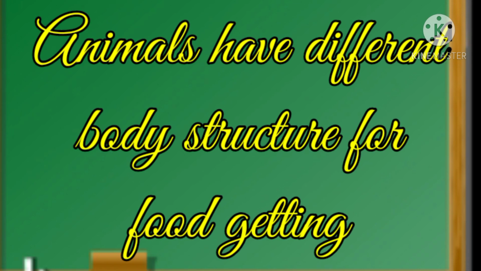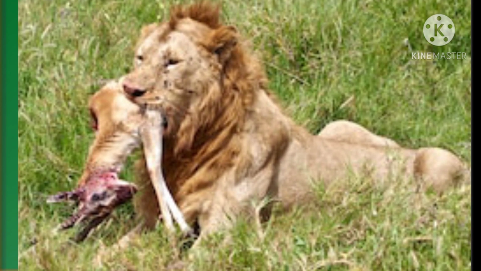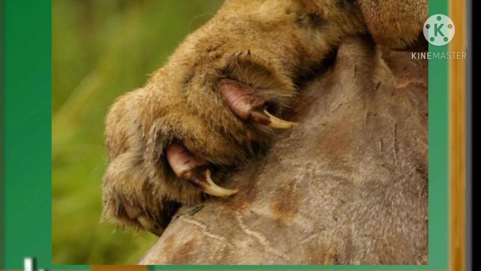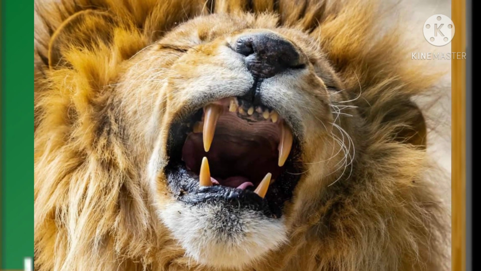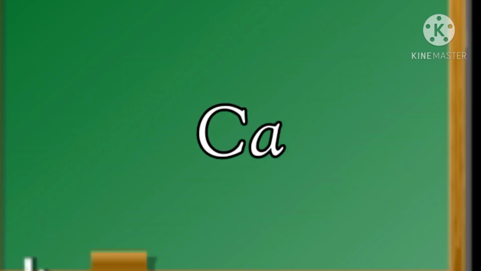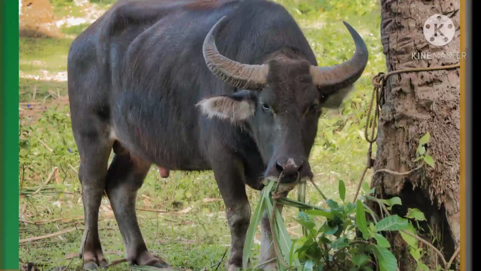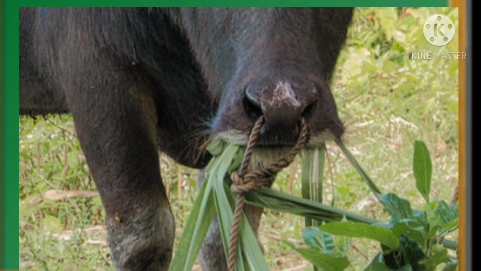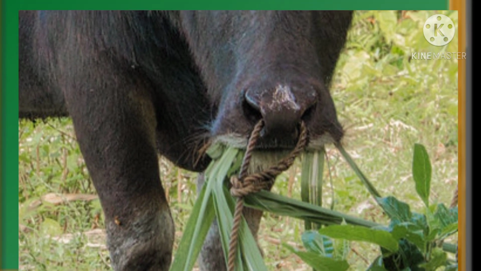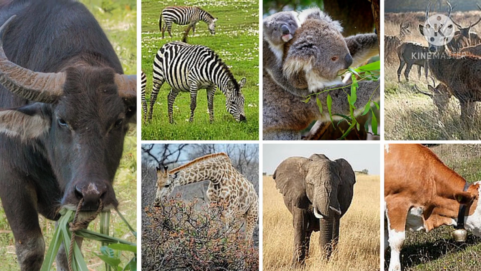Animals have different body structures used for getting food. There are animals that use their muscular body, sharp claws, and sharp pointed teeth in catching their prey, such as lion, tiger, cheetah, snakes, and cats. Those animals are meat or flesh-eating animals. They are called carnivores. Others have big flat teeth for getting and chewing grass, such as caribou, zebra, elephant, and cow. Those animals with flat teeth are plant-eating animals or herbivores.